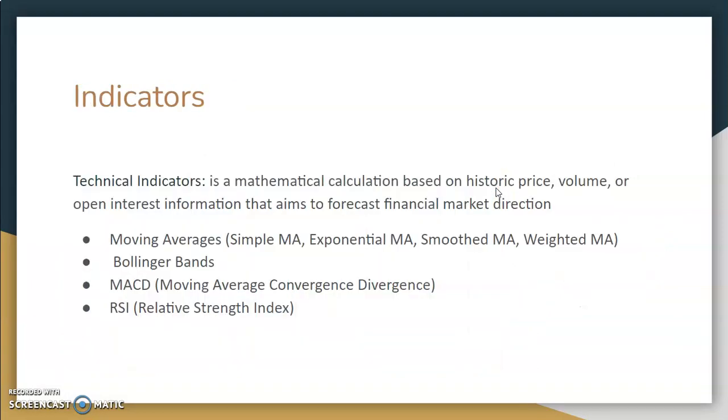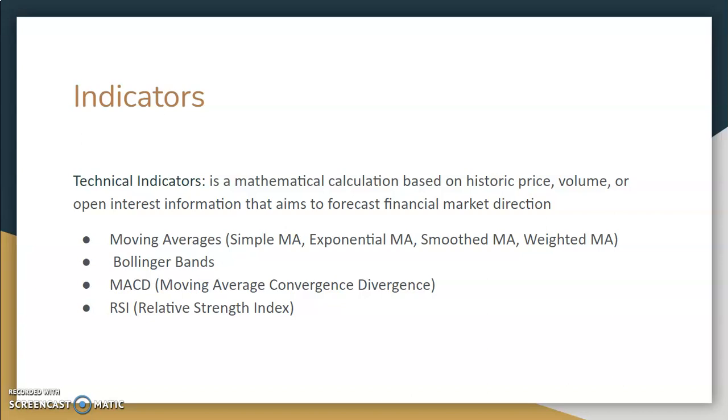Finally, technical indicators are mathematical calculations based on historic price, volume, or open interest information that aims to forecast financial market direction. There are almost 100 different types of indicators, but they all have one common goal: to tell you whether something should go up or go down.